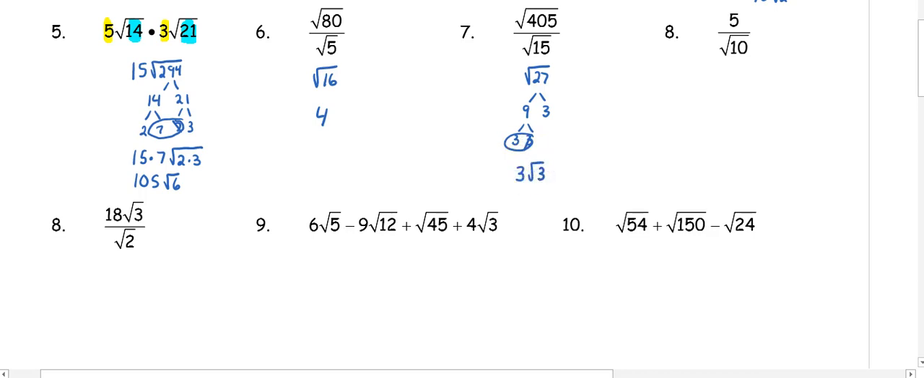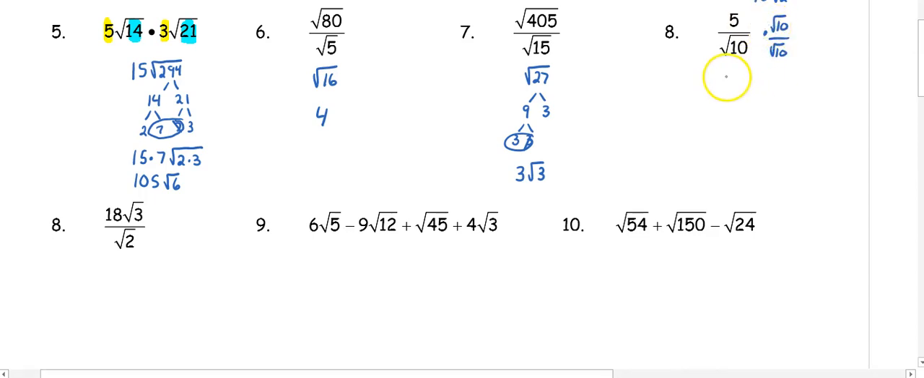Now, in 8, we're not as lucky. We can't divide. So we're going to have to rationalize the denominator. In order to rationalize the denominator, you want to multiply the numerator and the denominator, which are the top and bottom of the fraction, by whatever radical is in the denominator. So in this case, we have root 10 and root 10.